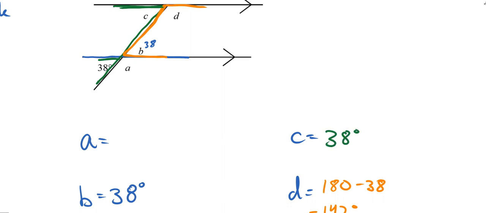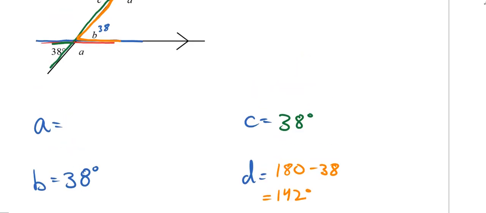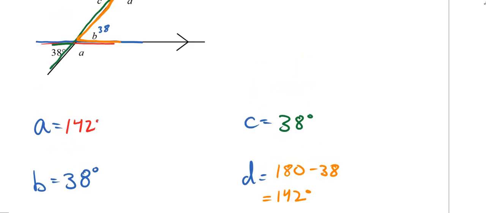And then the last is A. Anybody have an idea for A? It's an F with D, or we could go back to the very beginning and see that it's on a line with 38. Either way, we're going to get the same thing. F with D means they're equal, so it would be equal to 142. Or if I had noticed that they were on a line, I would have done 180 minus 38, but that would still give me 142. See how this works?